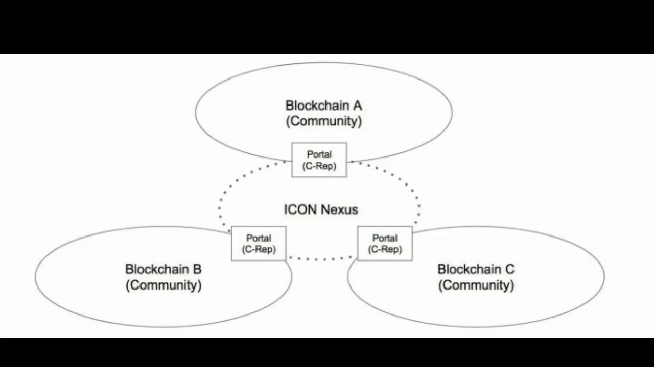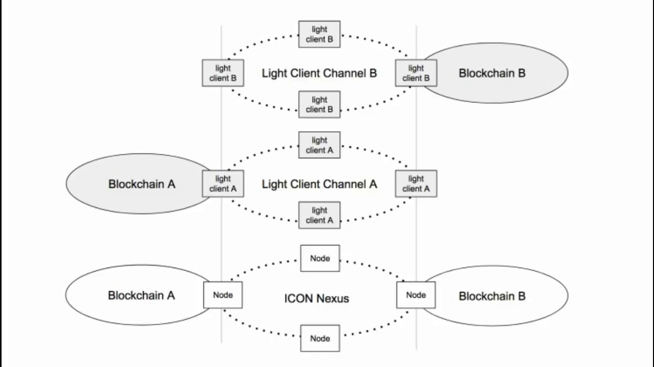Here is a picture of how they envision different blockchains connecting to the ICON Nexus through portals. And also here's a picture of how blockchains and light clients will work together. So the ICON Nexus is a multi-channel blockchain that is comprised of light clients of respective blockchains. Each blockchain is connected to the Nexus via a portal or a representative of the independent networks, and it's basically just a node. And portals are connected through the blockchain transmission protocol.